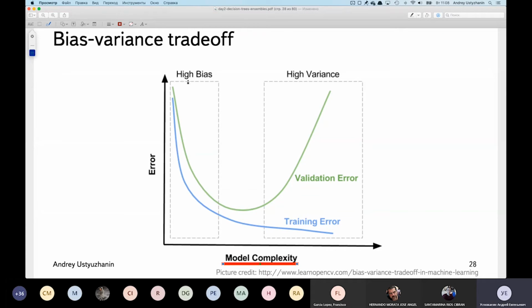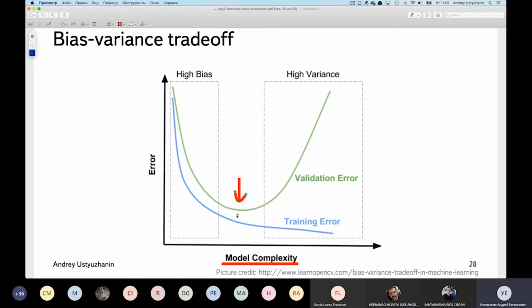In the beginning, the bias usually is very high, so we do not know what we are doing because we start from some random approximation. In the end, the variance could be high because details start to matter a lot, and usually we have to stop somewhere here.